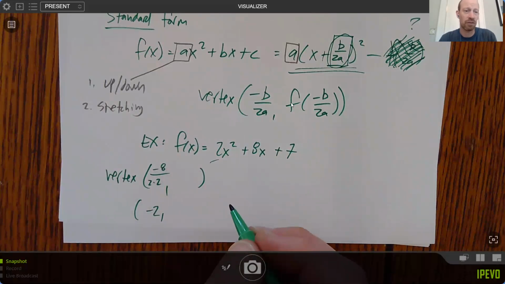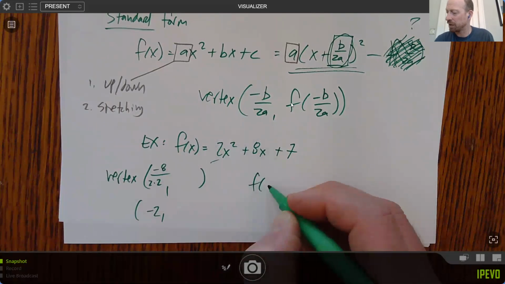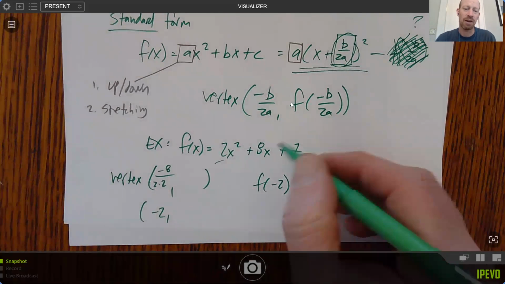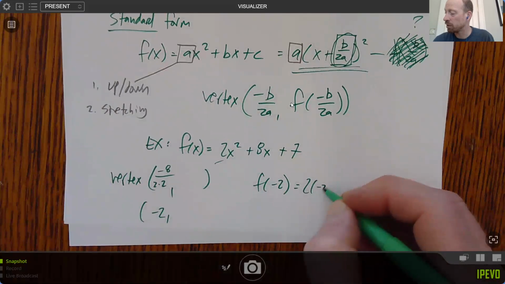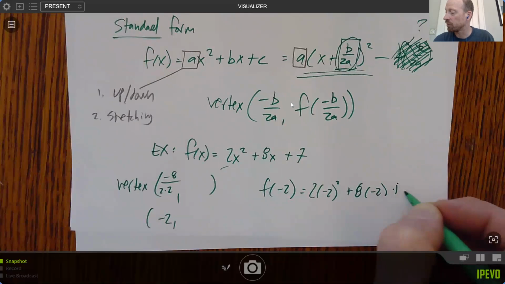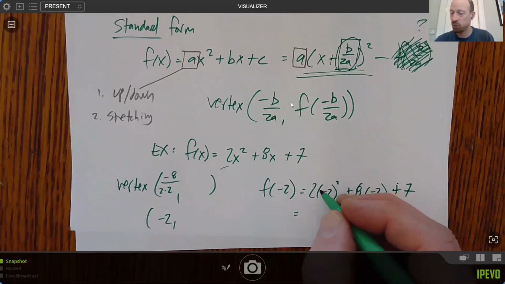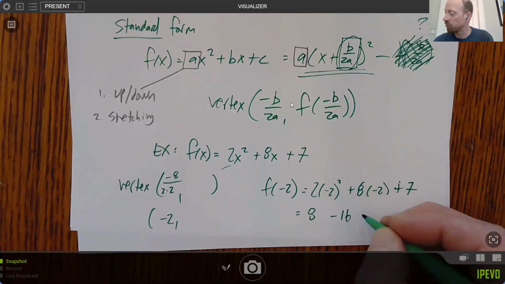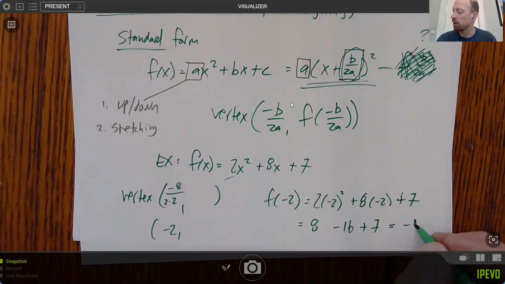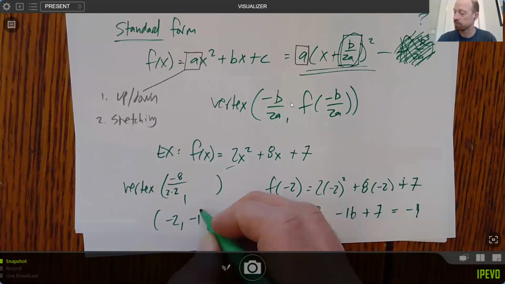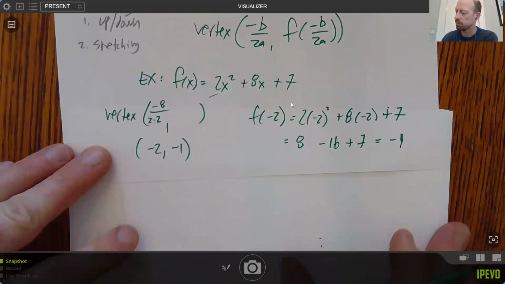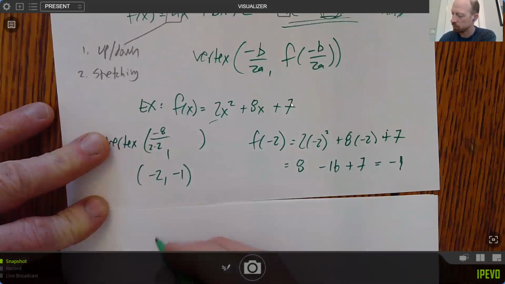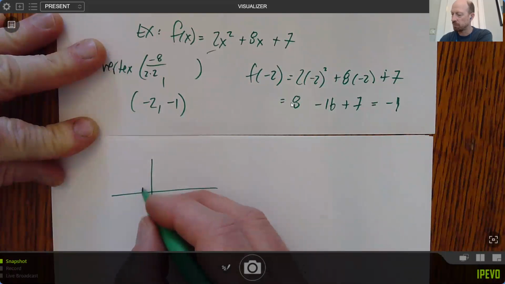To find the y value, well, the vertex is on the parabola, so that's what I plug into this function, right? Whatever x I find here, I plug that into the function, and that'll tell me what the y value is. So 2 times minus 2 squared plus 8 times minus 2 plus 7. That's 4 times 2, which is 8, minus 16 plus 7 turns out to equal minus 1. So my vertex is at -2, -1.